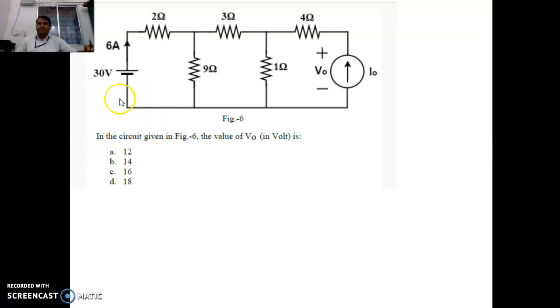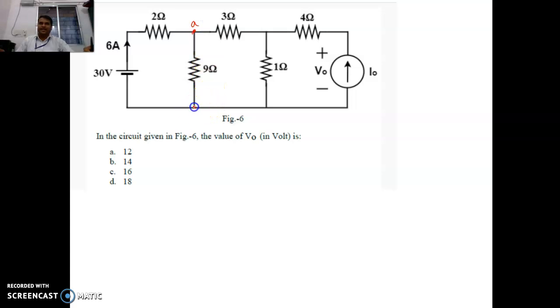This problem here has a 30 volt source and a current source, and the question asks what is the voltage across this current source. The good thing is that we know a 6 ampere current is flowing through this 2 ohm resistor, and so we can evaluate the voltage across it as 6 times 2, which is 12 volts. Then we can get the voltage across these two nodes.